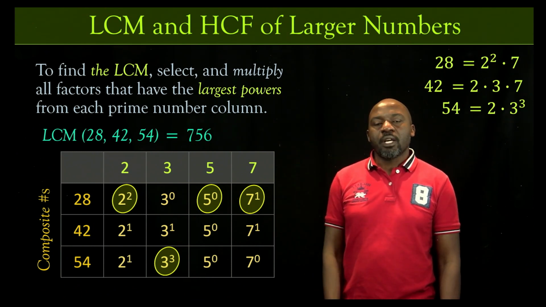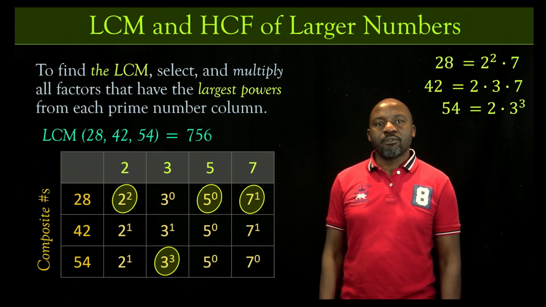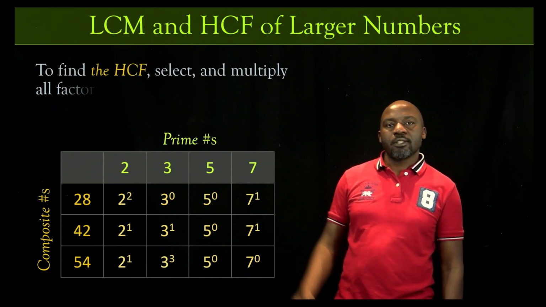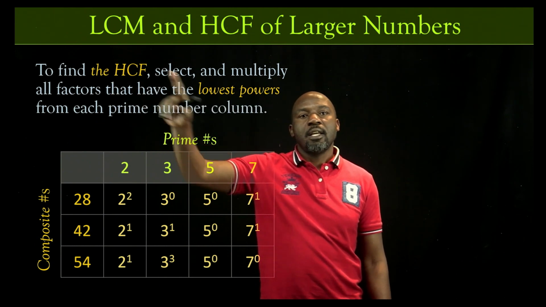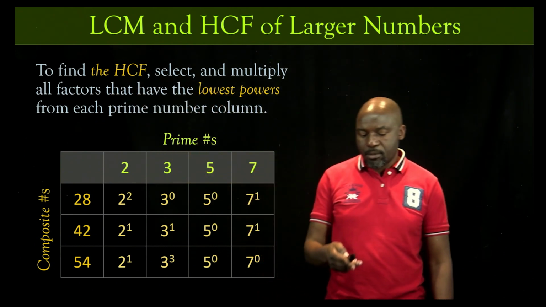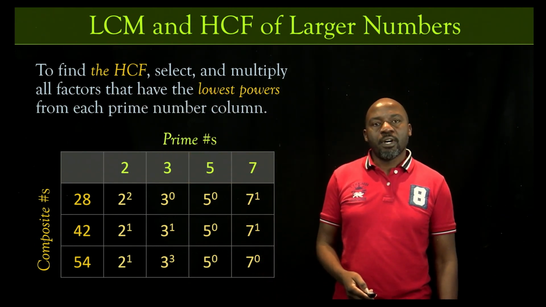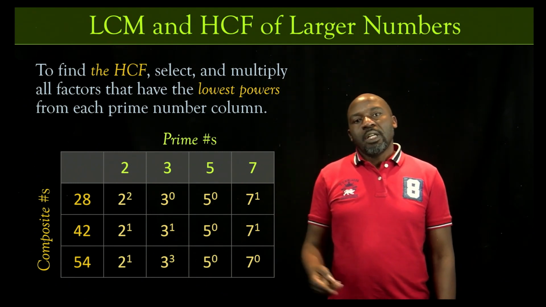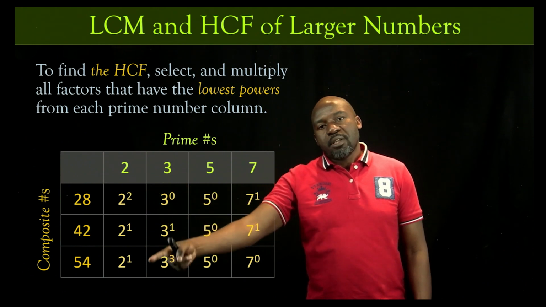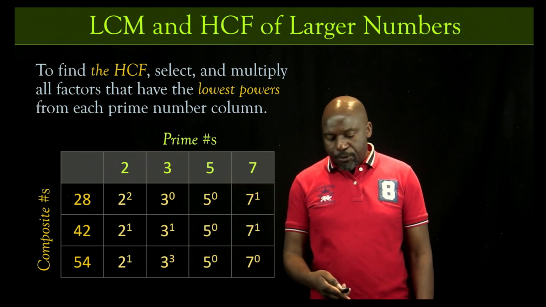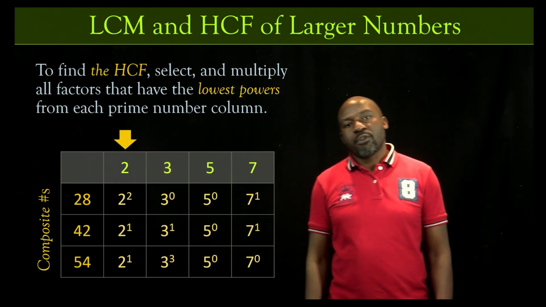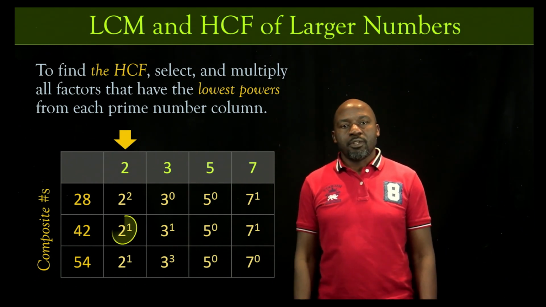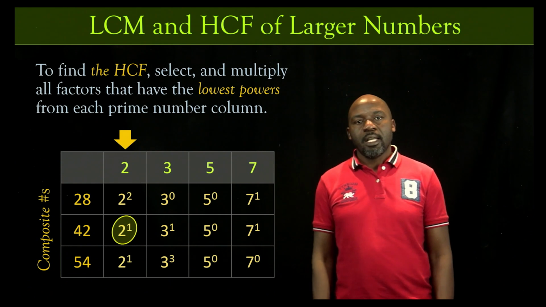Within the same table, we can also find the highest common factor. Now, for the highest common factor, we go for the smallest. So if we are talking highest, here we go for the lowest power. Okay, it's the opposite of one another. So on the same table, now we look at each column and pick the lowest power. And therefore, you can see that the lowest power from this column for prime number 2 is 2 power 1. Okay.